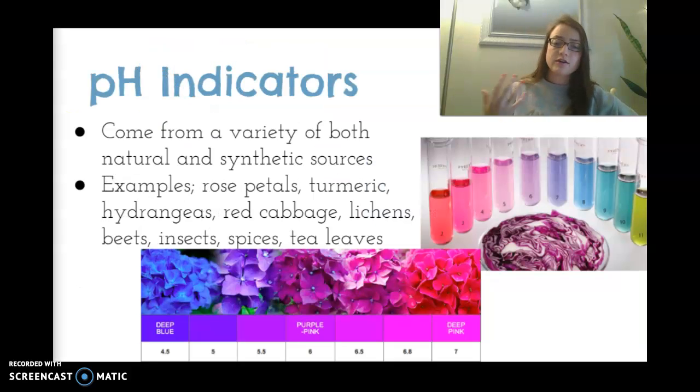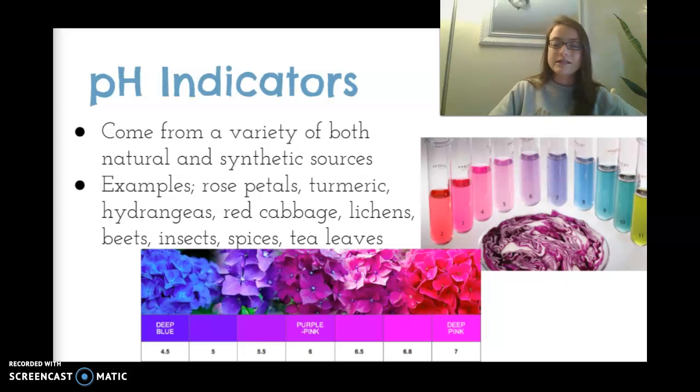So pH indicators are ways that we can measure the pH of a certain thing. So these are going to naturally change colors based on whether they're in contact with an acid or a base. And these are going to come from a variety of sources. We can make them synthetically, or they also actually occur naturally, which is pretty cool. So some examples of natural ones specifically are rose petals, turmeric, that's a spice, hydrangeas, red cabbage. We're going to be using red cabbage in our lab tomorrow, so that one you'll be familiar with. Lichens, beets, insects, spices, tea leaves, so a ton of different types of things here.